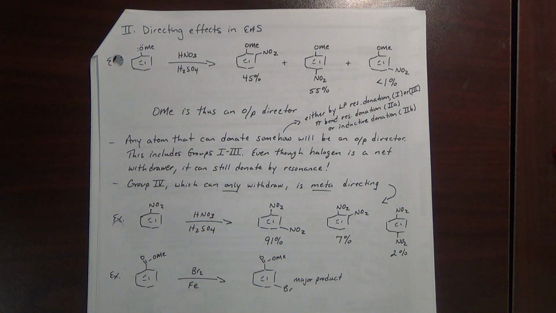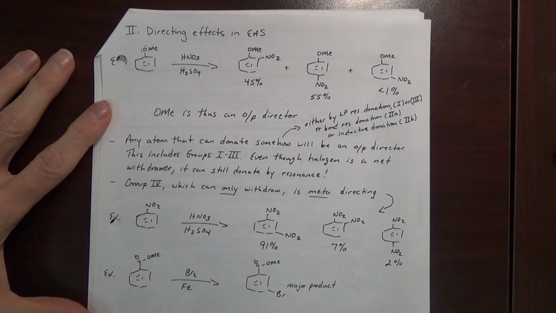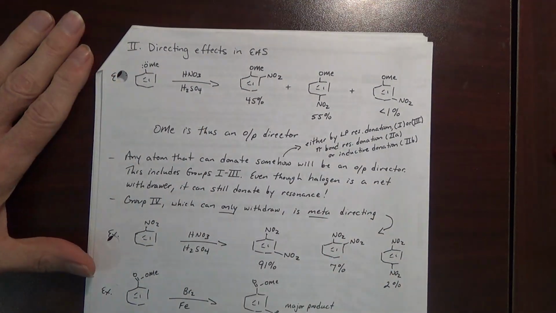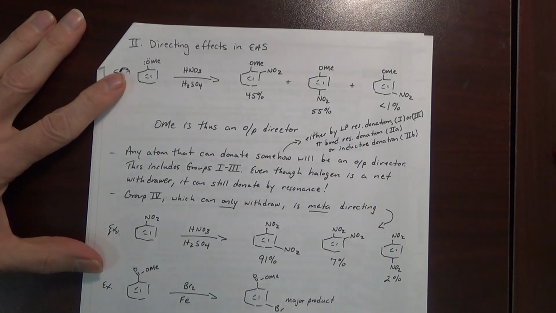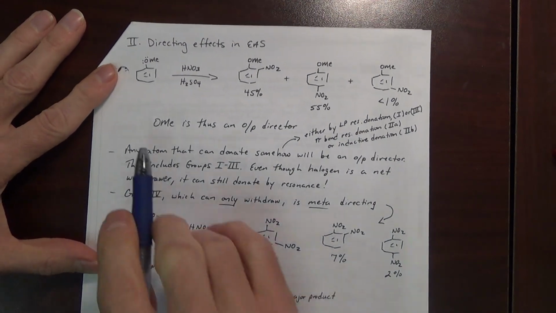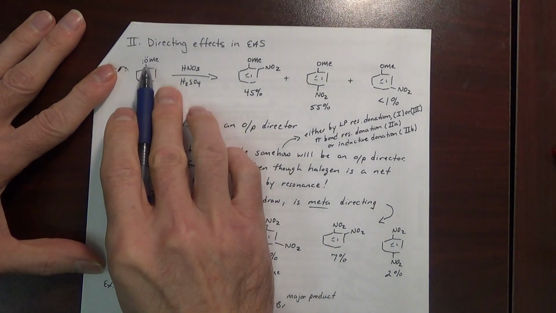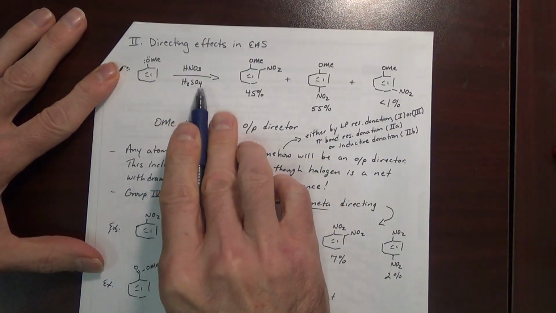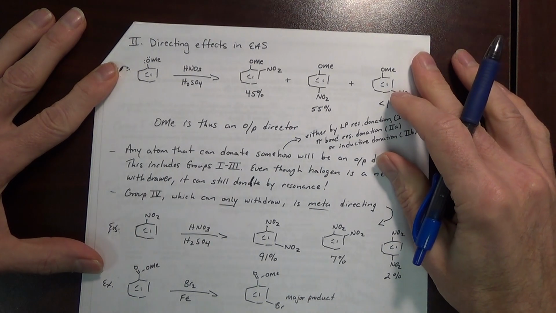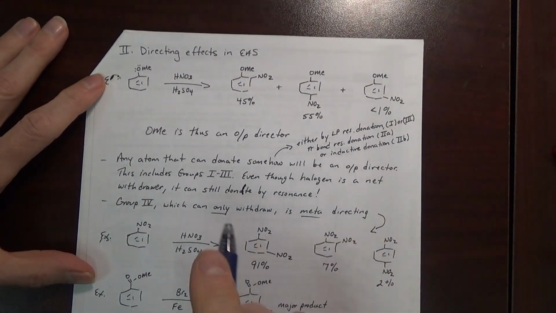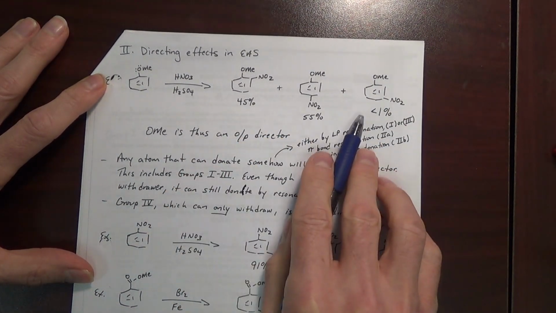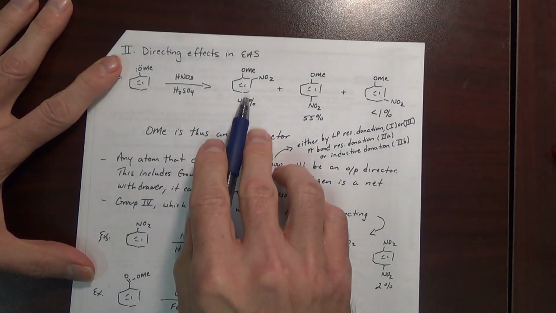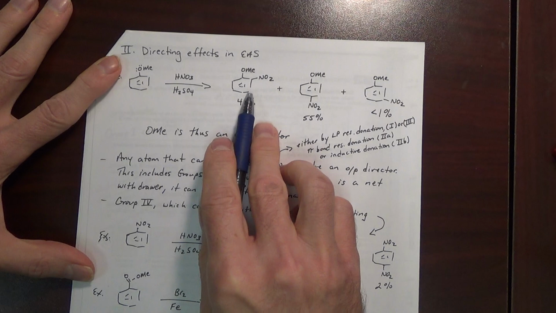Hi guys, let's now look at directing effects in our EAS mechanism. If we look at this example here, if we have anisole and we nitrate anisole using nitric acid and sulfuric acid catalyst, that reaction actually gives three products shown here and the percent yield of each product.